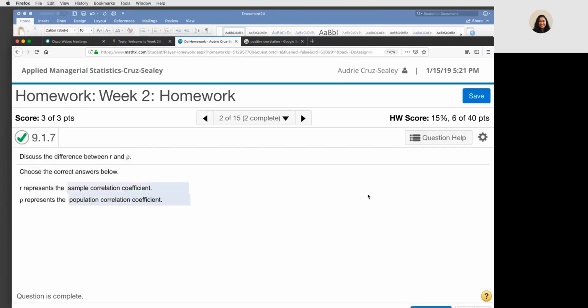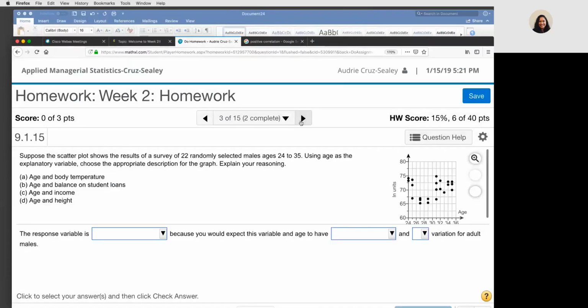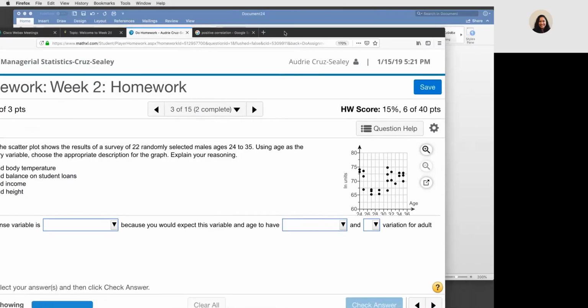Is everybody okay with number 2? So far, so good? Okay. So let's come over here and look at this scatter plot.